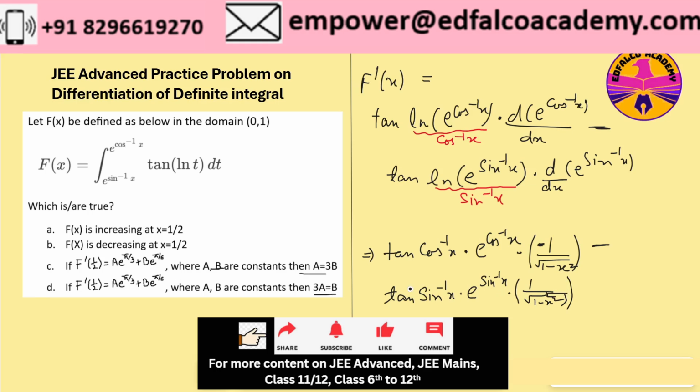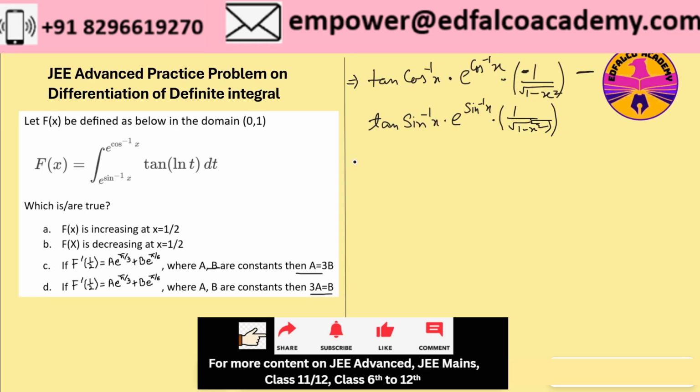Let us see the next step. In the next step we will try to find out tan of cos inverse x and tan of sine inverse x. Remaining things I think are already pretty much in good shape. So let's try to find out tan of cos inverse x. In order to find this quickly, there is one way that I do. You can directly remember the formula also, no issues in that. But this is what I generally follow.